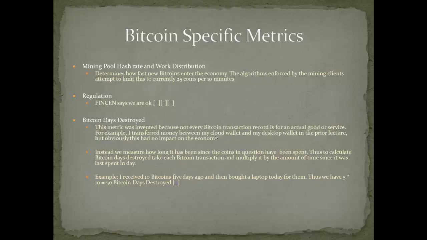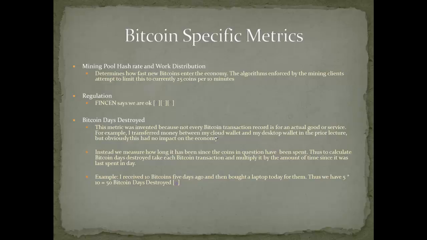So we obviously needed a new type of metric to describe the movement of money with Bitcoins. It's called Bitcoin Days Destroyed, and this idea is basically saying how long between when you've received the money and when you've spent the money. So let me include an example.